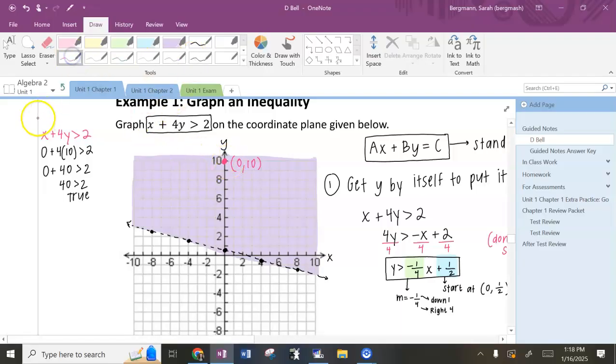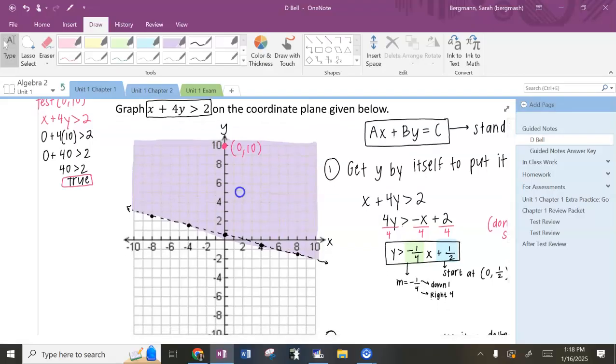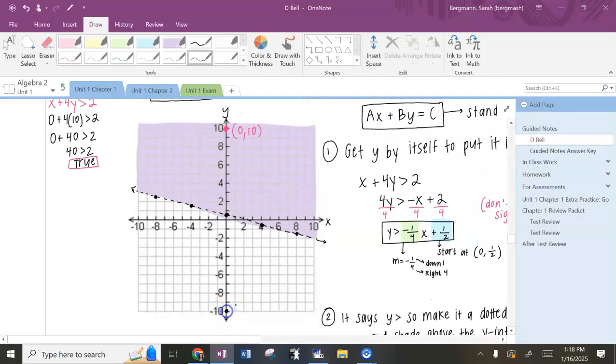So if your test point comes out to be true, it means it should be shaded. Whoops, I tested 0, 10, not 0, 0. So 0, 10 should be shaded. Any point that makes the inequality true should be shaded. Let's see what happens when we plug in a point that's not shaded, such as 0, negative 10. If I plug in 0 for x and negative 10 for y, I end up with negative 40 is greater than 2. That's a false statement, so it doesn't get shaded.